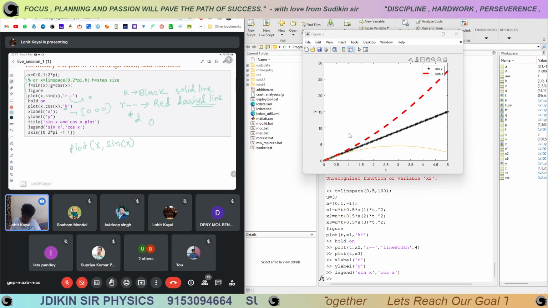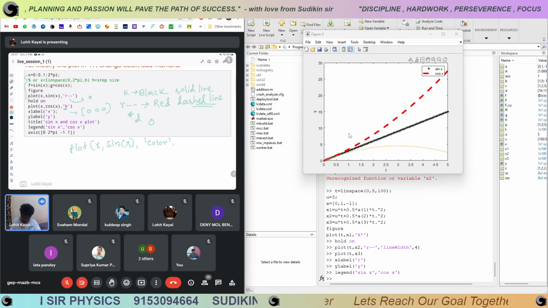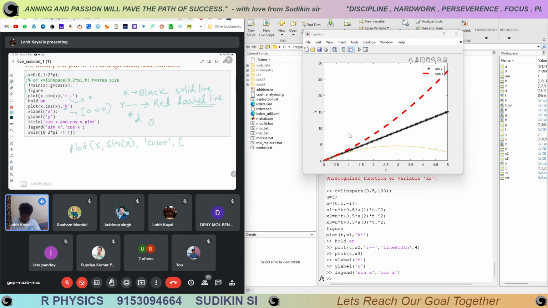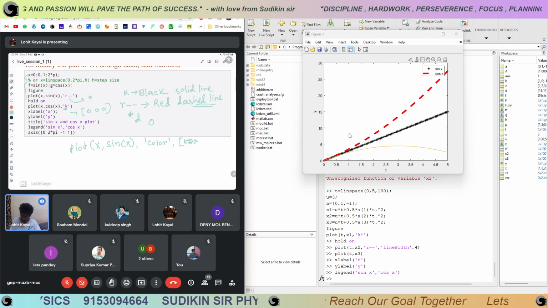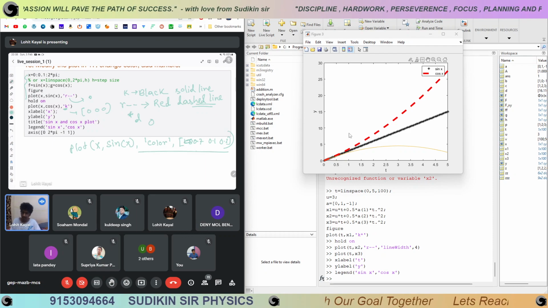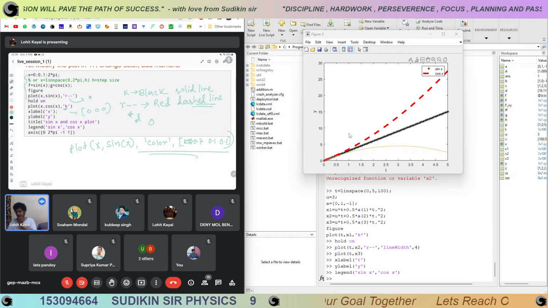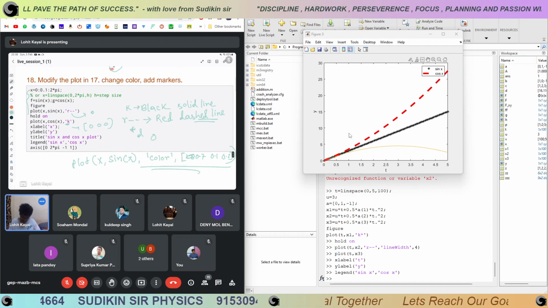In that case, mention color and then provide the value. Suppose it will be below 1, so 0.7, 0.1, 0.2, something. This is most probably the syntax, just check it, but you can always use RGB values. MATLAB can work with that. Okay.